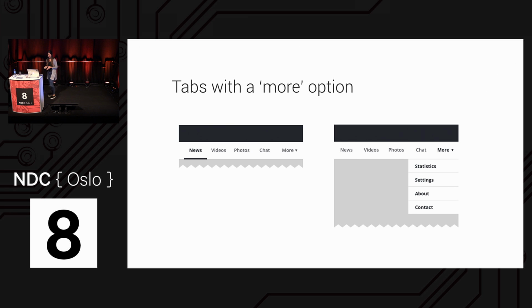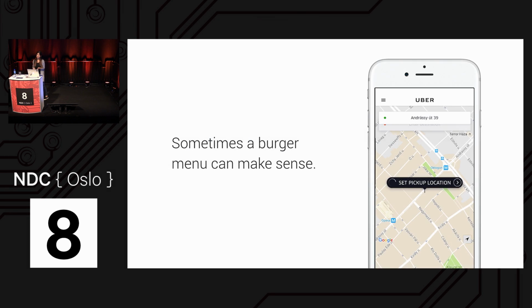Now, at the end of the day, a burger menu might make sense for certain scenarios. In Uber, everything is provided on the home screen, on the main screen. So we barely go into the burger menu unless we want some secondary options like the history or settings. So this is a great example of using a burger menu. It makes sense.